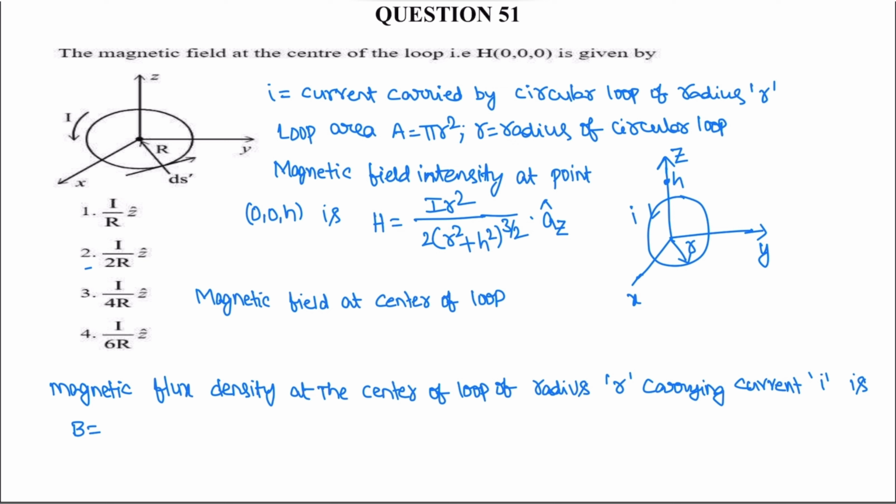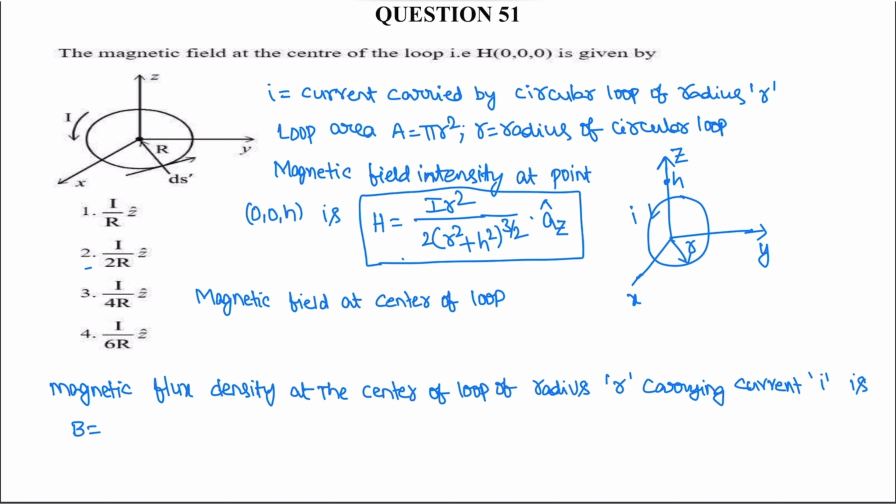Let us assume I is the current carried by the circular loop of radius r, then the loop area A is pi r square, where r is the radius of the circular loop. The magnetic field intensity at a point (0,0,h) is given by H is equal to I r square by 2 into (r square plus h square) whole power 3 by 2 into az cap. So az cap is the direction of the magnetic field intensity.